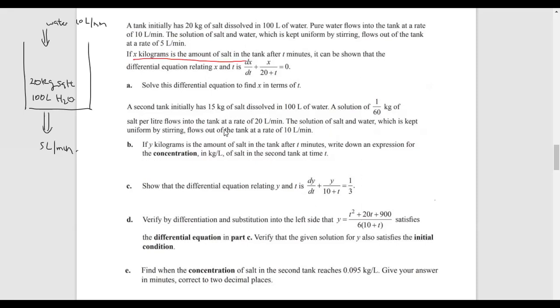After t minutes, it can be shown that dx/dt + x/(20 + t) = 0. Solve this differential equation to find x in terms of t. And then, okay, let's do that first. So you're told that you've got a differential equation, dx/dt + x/(20 + t) = 0.